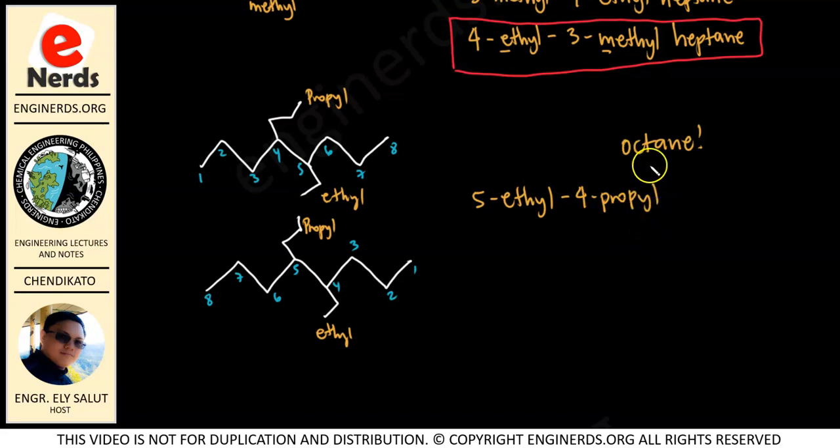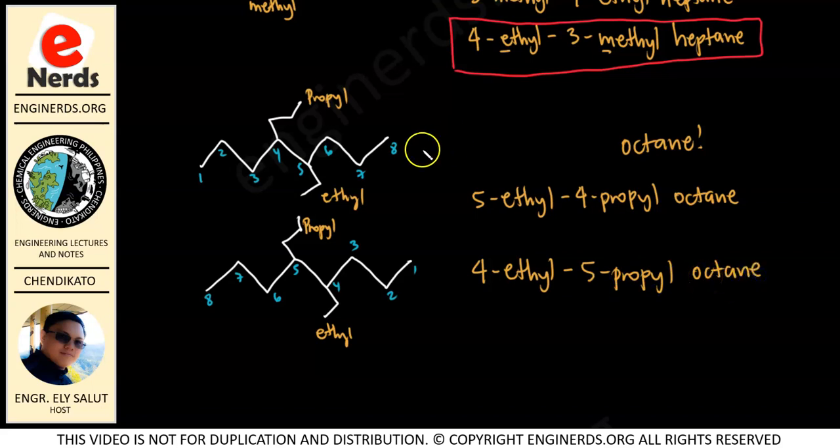And then, our parent chain, which is octane. Okay, so let's name this second one. Let's start with the ethyl, okay? So, we have 4-ethyl-5-propyl octane.